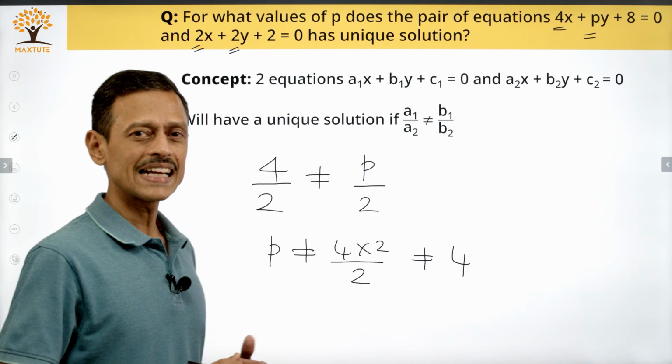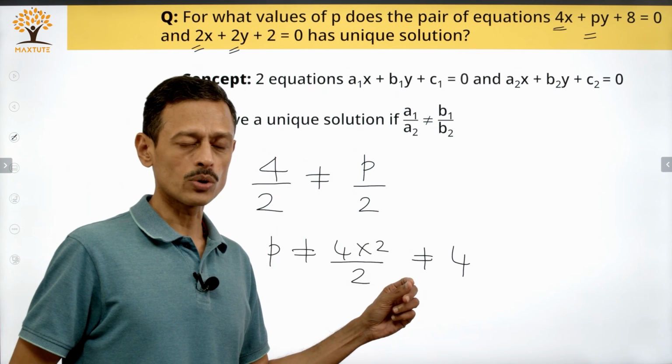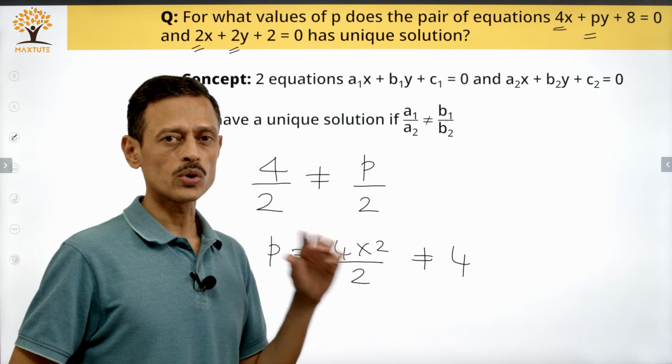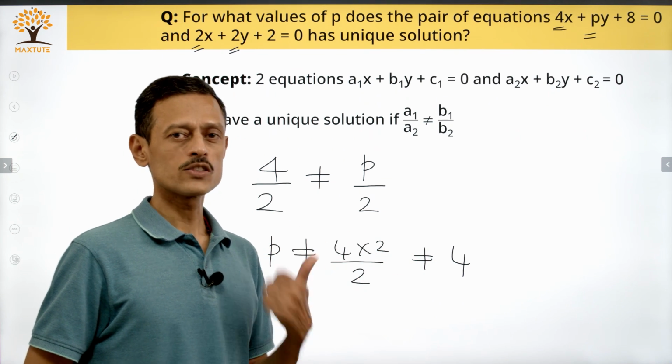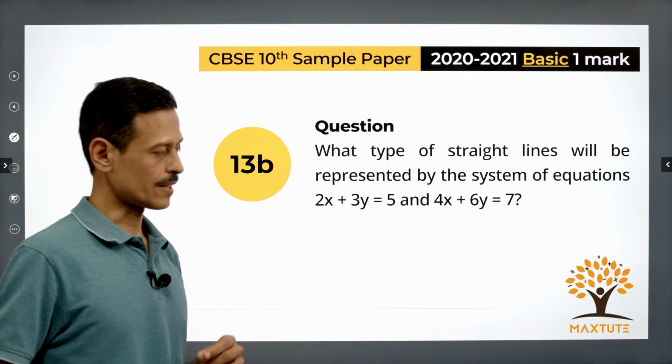So, p can take infinite real number values other than 4. Anything other than 4 will have a unique solution. When it is 4, we will not have a unique solution. Let's move on. Let's look at the second choice within the internal choice for the same question.